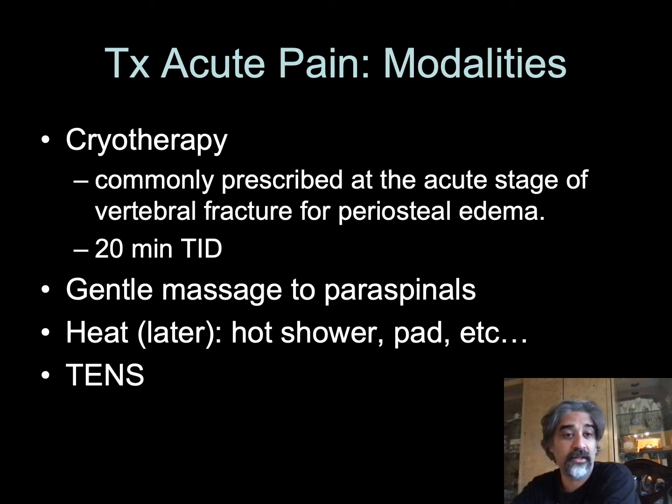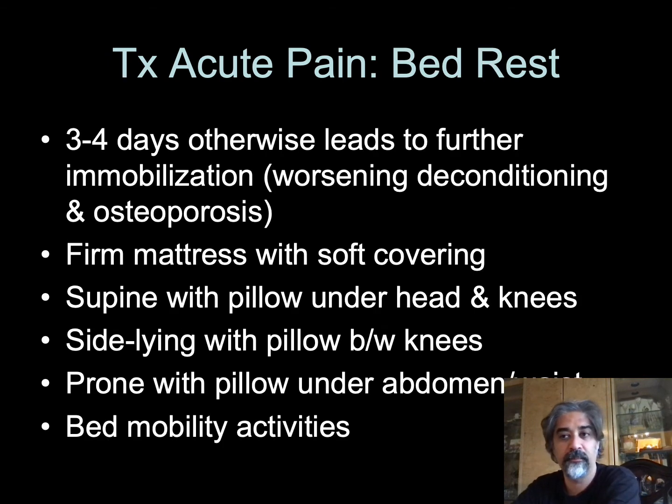Can we use modalities? Absolutely. I think ice is probably the most common. Use of a cold pack for about 20 minutes, 3 times a day. You could use gentle massage to the paraspinal muscles or muscle relaxants to decrease the pain from the muscle spasm. And some patients do prefer superficial heat, like a heating pad or a local hot shower application. It doesn't make as much medical sense, but if it feels better, it might get them mobilized quicker. A TENS unit as well if they're comfortable using that.